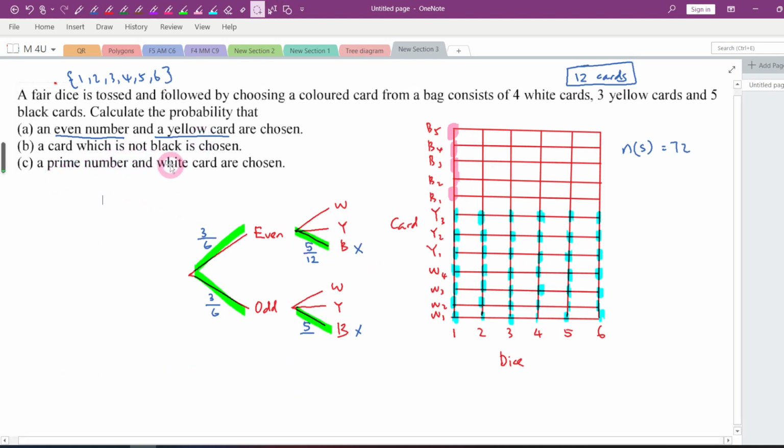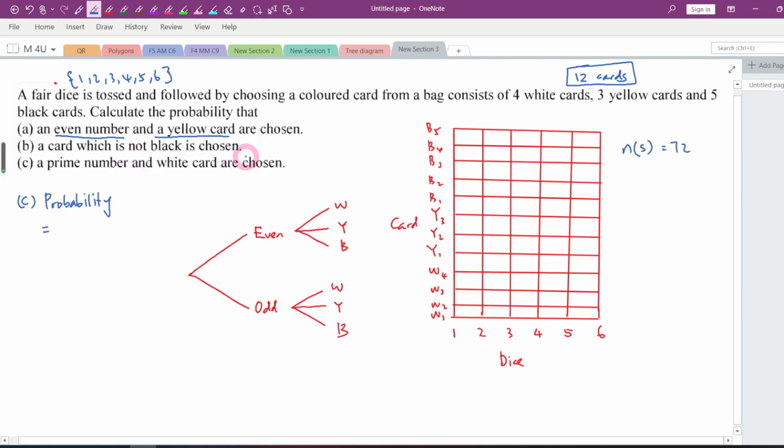A prime number and a white card. So this time it's not talking about even or odd, but it's talking about prime number. Okay, so that means I still can use this diagram. Here also the same thing. Prime number, I hope that you still remember what is a prime number. So the first prime number will be 2. This is prime number, this is prime number, this is prime number.